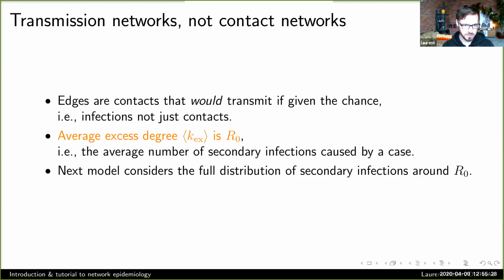So the key part here is that we're going to change what we mean by network a little bit. We could relax that, but I think it's easier to present the approach if we say that we're looking at transmission networks and not contact networks. So edges are contacts that would transmit if given the chance. And the average excess degree is now just this R0 quantity that we talked about earlier and that everyone talks about all the time, which is the average number of secondary infections caused by a new case. And the next model I'm going to show is a network model. So instead of just looking at R0, it's going to consider the full distribution of secondary infections around R0, because we know it's not a well-behaved Poisson distribution. There are super spreading events.